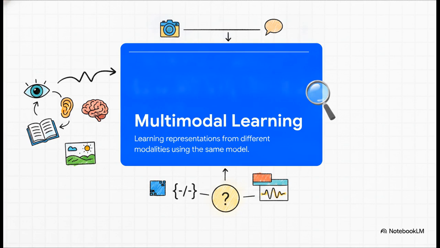Think about how you experience the world, right? You don't just read text or just look at pictures in total isolation. You combine them to build context. Well, multimodal learning allows an AI to do exactly that. It's the process of treating different statistical properties, like the pixels in an image and the actual characters in a sentence, as a single, unified input to the exact same model.